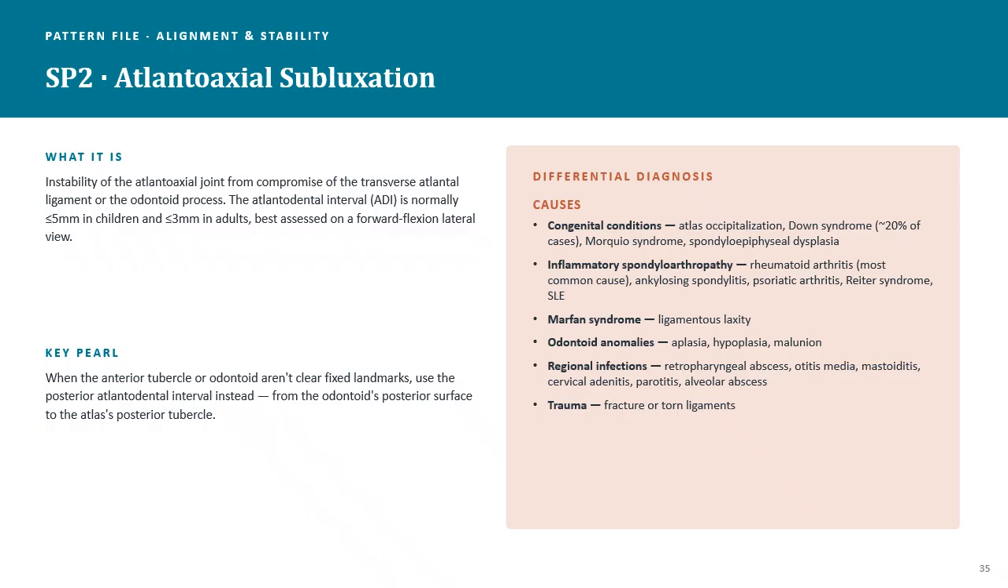So the reason we care about this finding so much is that the patient's spinal cord is right behind this area. If we have too much movement between C1 and C2, that can potentially narrow the space that's available for the patient's spinal cord. So again, atlantoaxial subluxation means the patient has too much movement between C1 and C2, and they measure that using the ADI measurement, the atlantodental interval measurement.